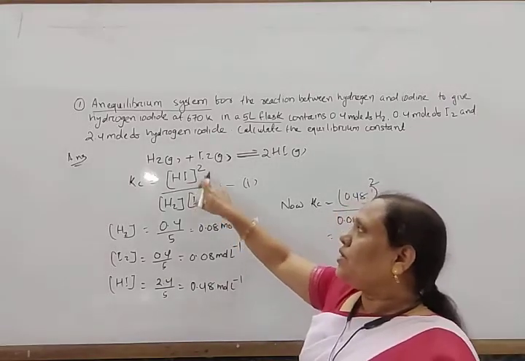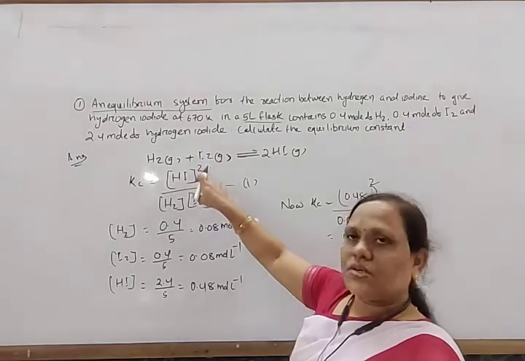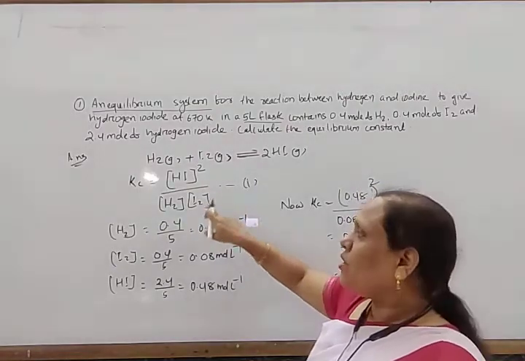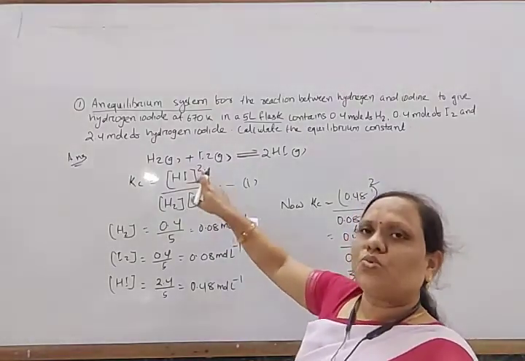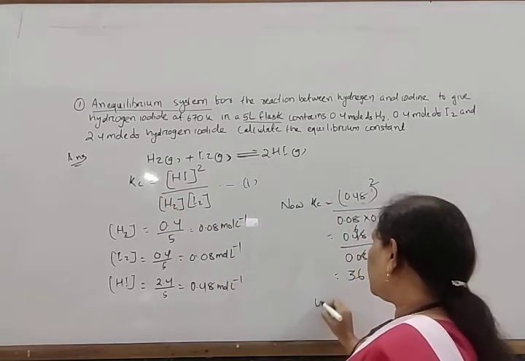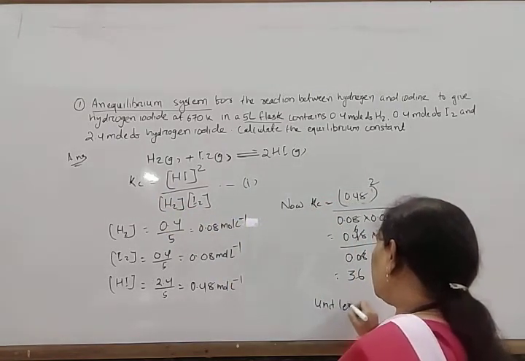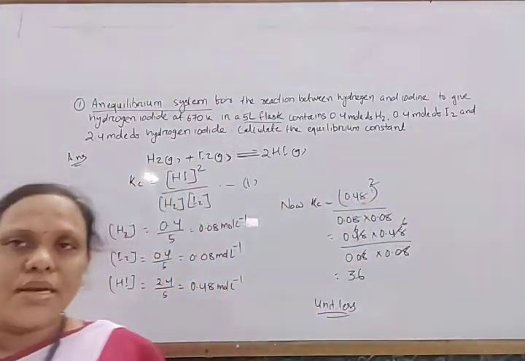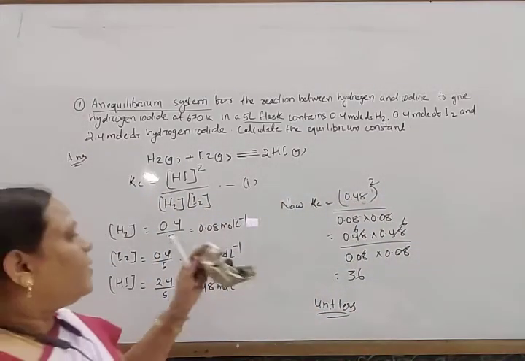Here the unit in the numerator is mole per liter squared, and in the denominator also mole per liter squared. In this way, Kc is unitless, only a number. So in this way you can find the value of Kc.